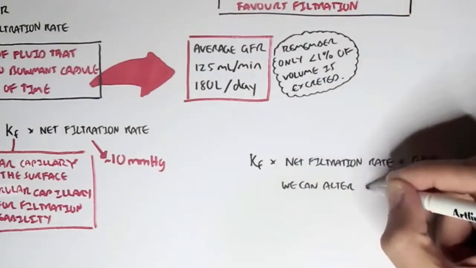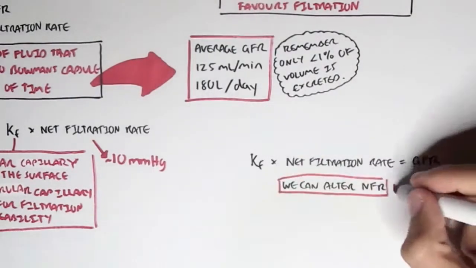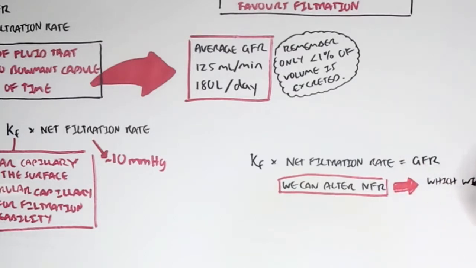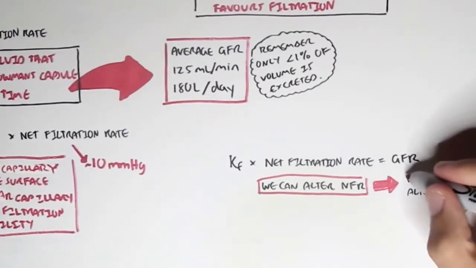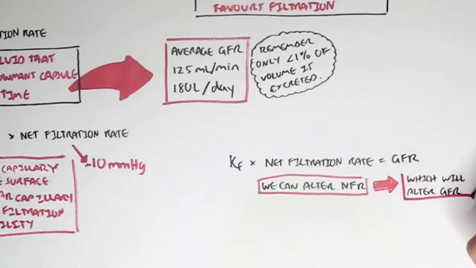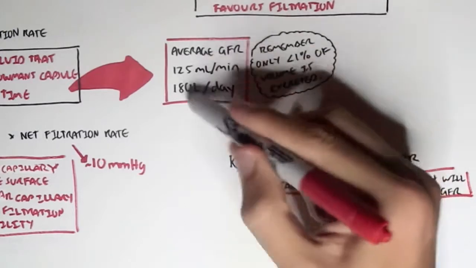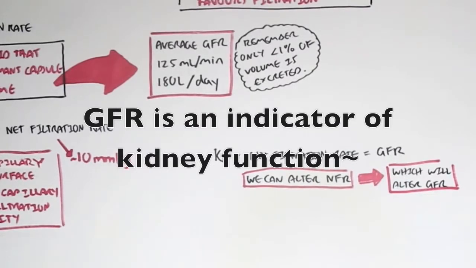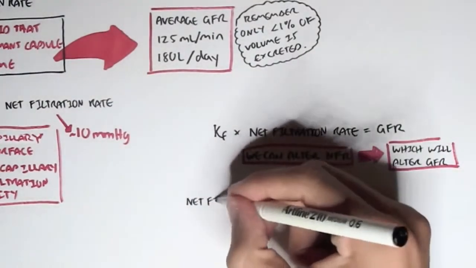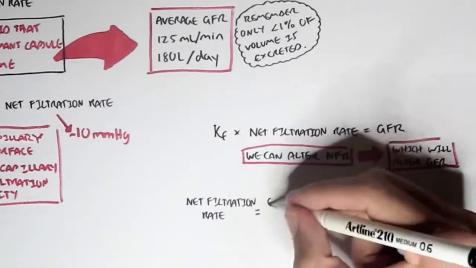We know that if we alter the net filtration pressure, this will also alter the glomerular filtration rate, and so the amount of fluid that gets filtered into the Bowman's capsules. If the glomerular filtration rate is increased or decreased, this can tell us how the kidney is functioning. If it's low, there's some problem with the kidney. If it's high, there's also some problem with the kidney. So it's a good indication of kidney function. So we can alter NFP to alter GFR.